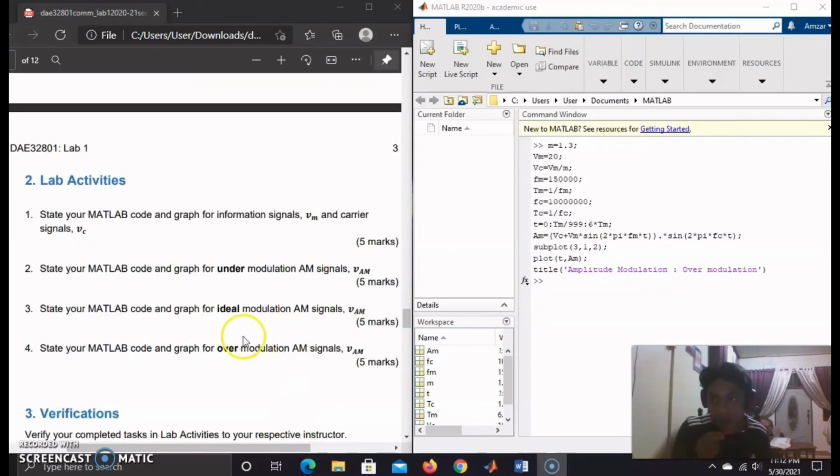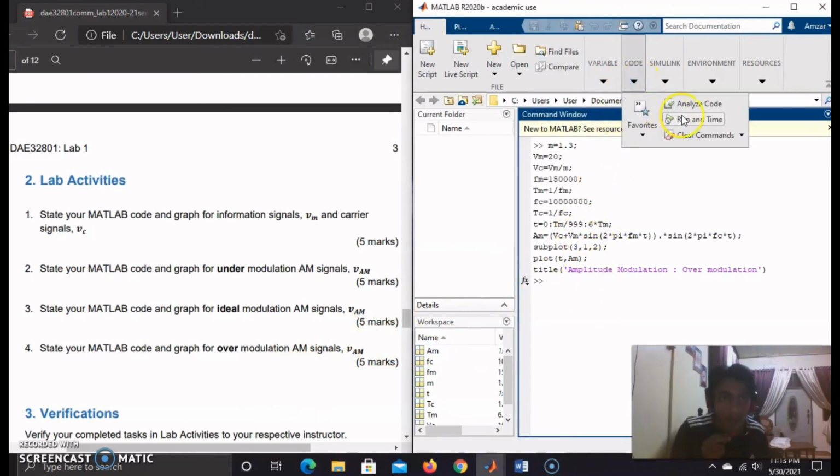For lab activity 4, it is state your MATLAB code and graph for over modulation of AM signal. This is the code where we use the same parameters and formula that are given on the sheet, but we use another index modulation, the index modulation that is given on the lab sheet, and this is index modulation 1.3 for the over modulation AM signal.